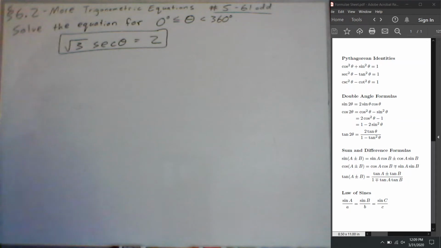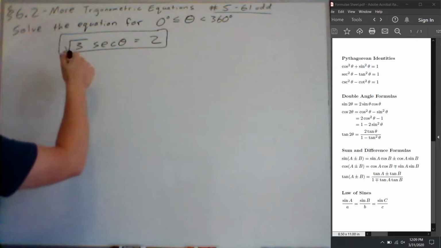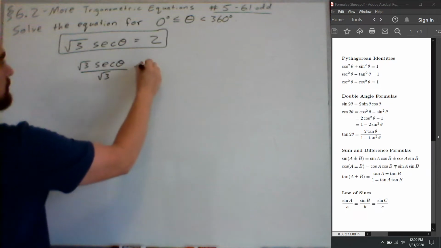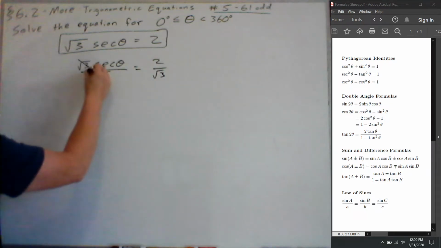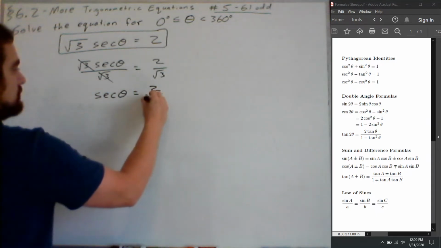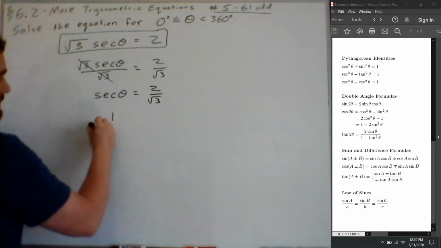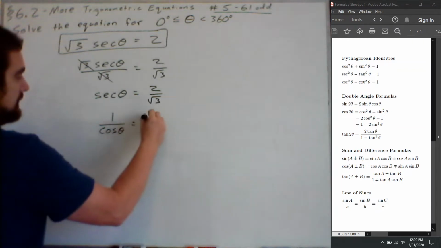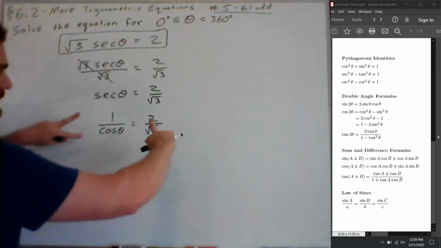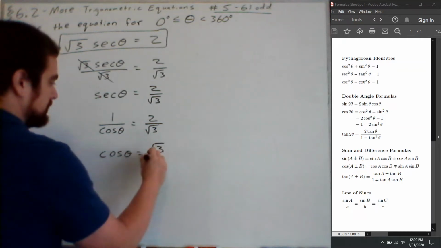So right off the bat, we're going to isolate secant by first dividing both sides by the square root of 3, so I can get those to cancel out. So I want to know where secant of theta is 2 over root 3. Remember, secant of theta is actually the reciprocal of cosine of theta. So this is 1 over cosine of theta is 2 over root 3, which means I'm really looking for the reciprocal here. I want to know where cosine of theta is root 3 over 2.